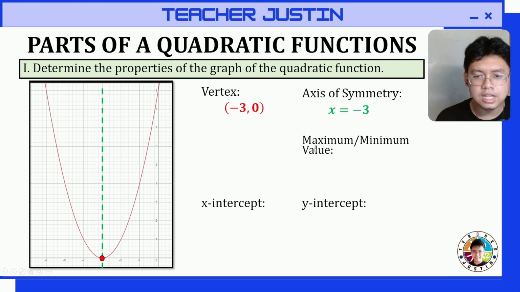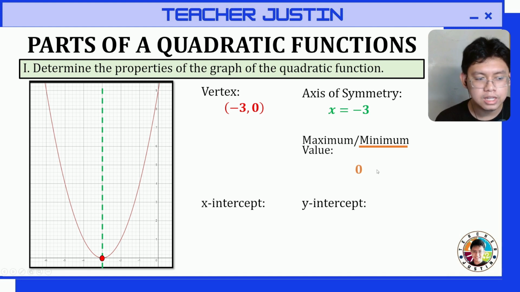So, next is let's find the maximum or minimum value. So, yung graph natin is opening upwards. So, yung vertex natin is nasa baba. Therefore, we're looking for the minimum value. And the minimum value of this quadratic function will be the y-coordinate of our vertex. And the y-coordinate of our vertex is 0. So, yung sagot natin dito will be 0.